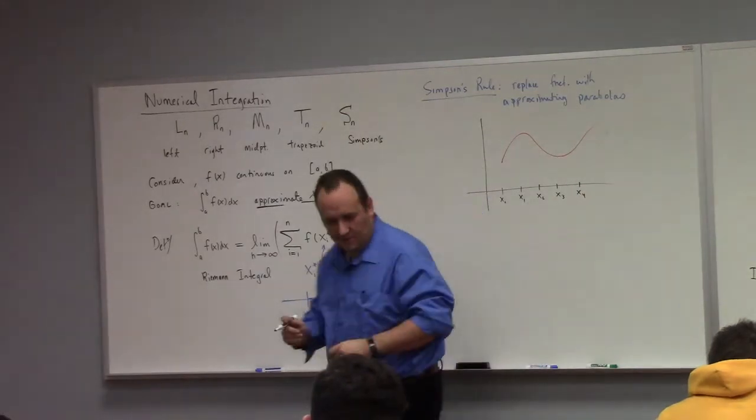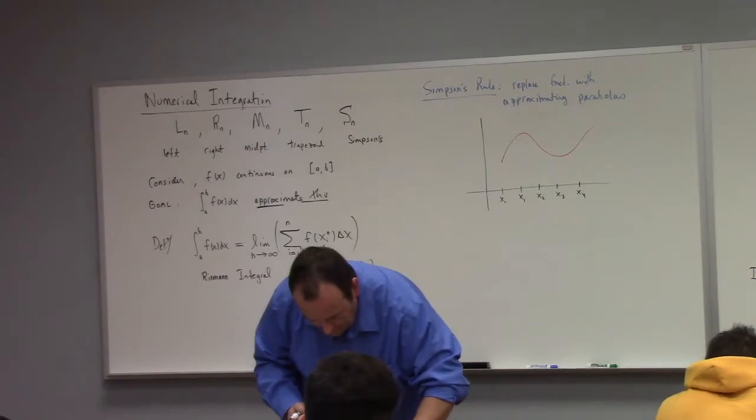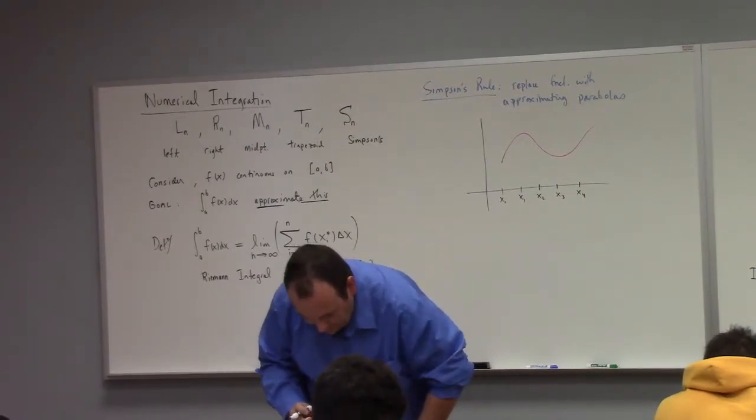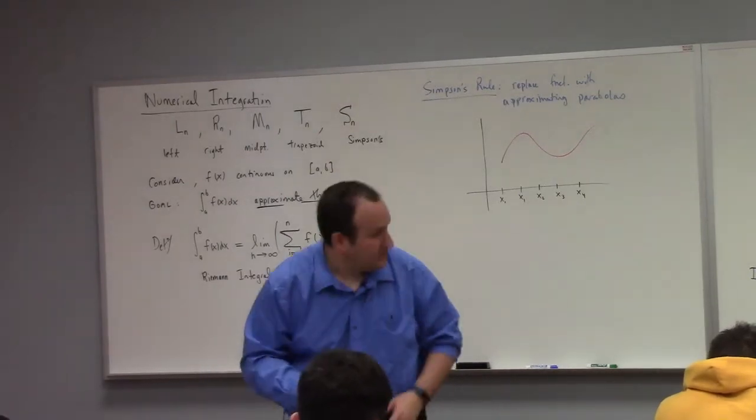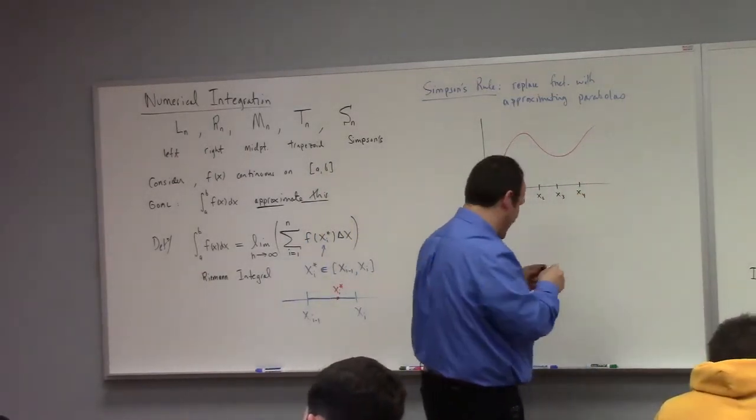Oh, and I need to be careful. Simpson's rule is only defined for an even number, even n. So let's go for n equals 4.